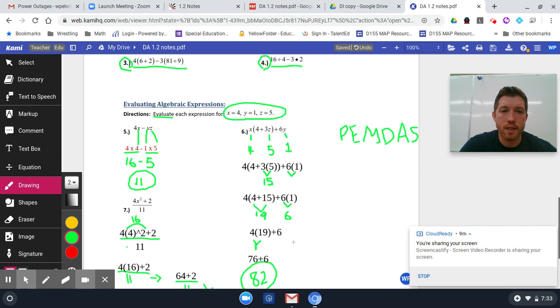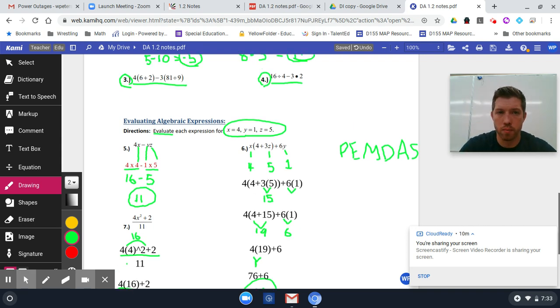So all that is solving an algebraic expression by plugging in numbers, substituting numbers, replacing numbers for variables.